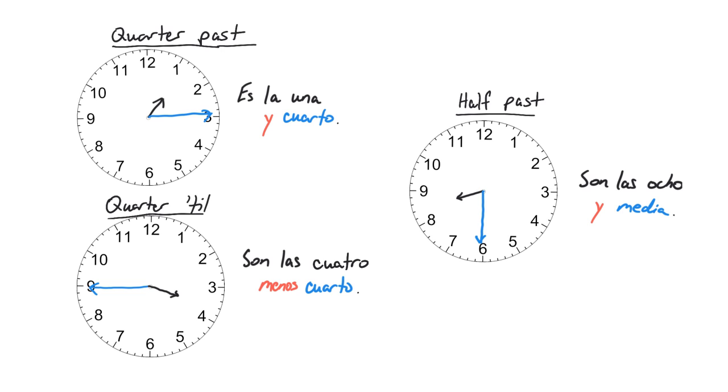Last clock on the right, half past. If you want to say it's half past the hour, you want to use the word media. Media means half. Son las 8:30. It's 8:30.